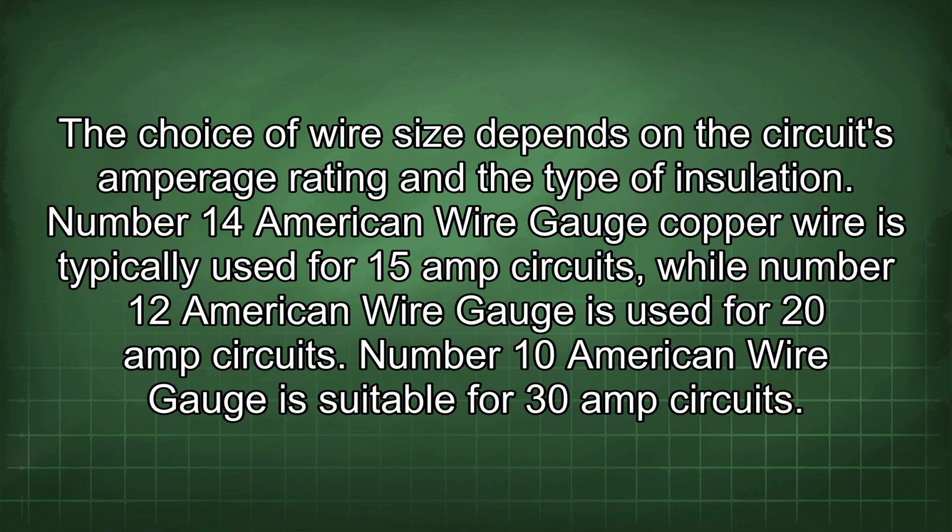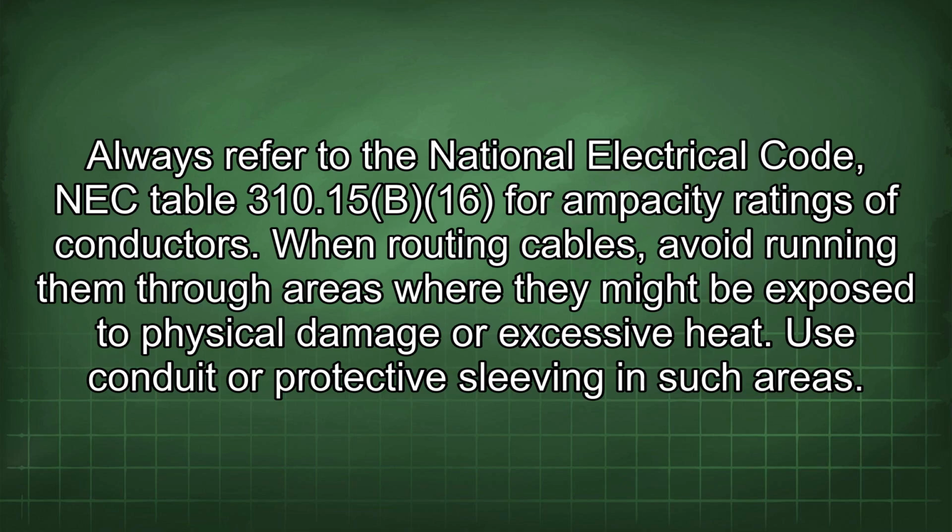The choice of wire size depends on the circuit's amperage rating and the type of insulation. Number 14 American wire gauge copper wire is typically used for 15 amp circuits, while number 12 American wire gauge is used for 20 amp circuits. Number 10 American wire gauge is suitable for 30 amp circuits. Always refer to the National Electrical Code, NEC Table 310.15(B)(16) for ampacity ratings of conductors.